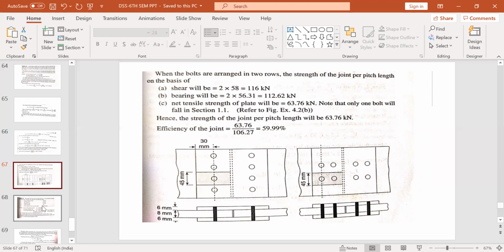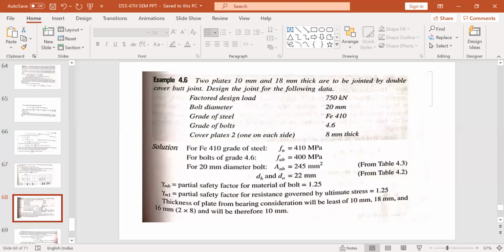Okay. Now let us move to the third question. The third question says two plates, 10 mm and 80 mm thick, are to be jointed by a double cover butt joint. Now design the joint for the following data. Factored design load is 750 kilonewton. Bolt diameter is 20 mm. Grade of steel 410. Grade of bolt 4.6. Cover plates: double cover butt joint, with the 2 cover plates on both sides 8 mm thick.